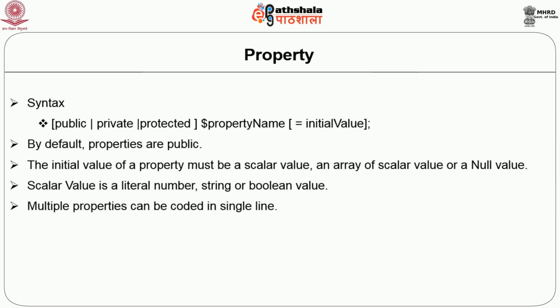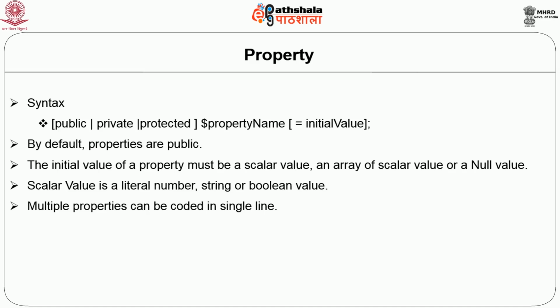To define a property, you can use the syntax: an access modifier, then a dollar sign as we use in PHP for a variable name, and then the property name, and optionally you can provide an assignment operator and an initial value. This access modifier can be public, private, or protected. A public attribute can be accessed outside of that class, while private or protected cannot be accessed outside of the class in which it is defined.